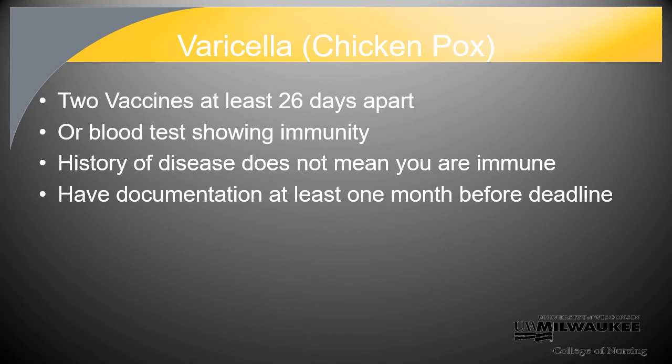The next requirement is varicella, aka chickenpox. Like the MMRs, you must upload either documentation of two vaccines or results of a blood test showing you are immune to varicella. Be forewarned, every semester we have students that assume they are immune to chickenpox because they had the disease in their past. However, when they get their blood test results, it turns out they are not immune after all. That means they need to get the shots, which must be at least 26 days apart. So again, like the MMRs and other requirements, please have this all figured out at least one month before the deadline.